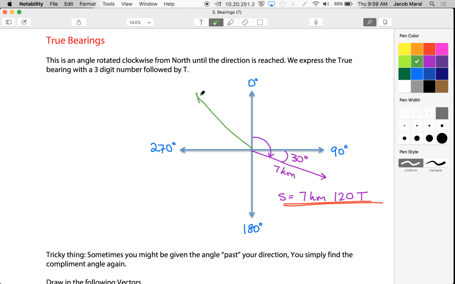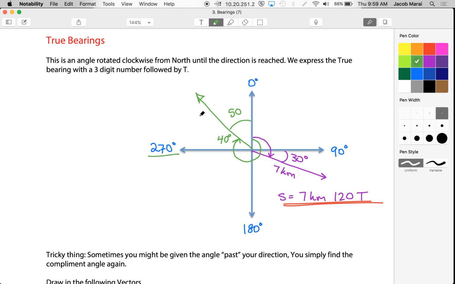You could be given the angle that's past clockwise. So what if I gave you, and that should be a straight line, what if I gave you this was 50 degrees? In which case, we need 90, 180, 270. We've got to figure out what this wedge is here. That wedge there is 40 degrees. And so you go 270, rotate an extra 40.